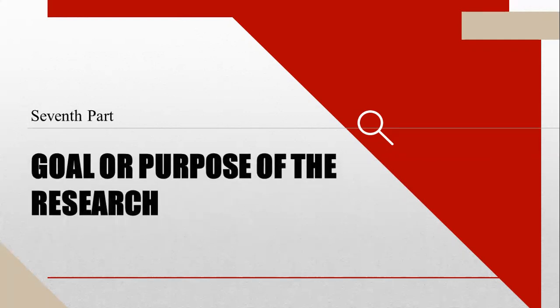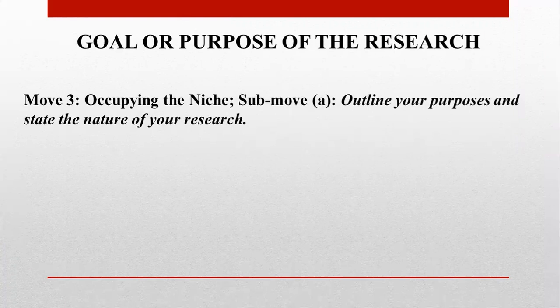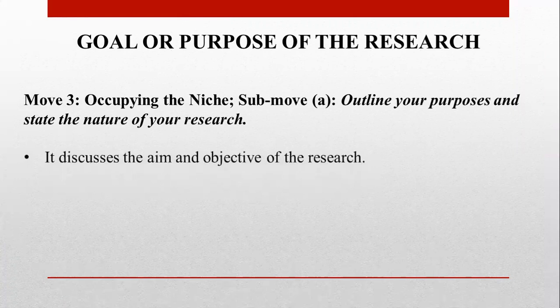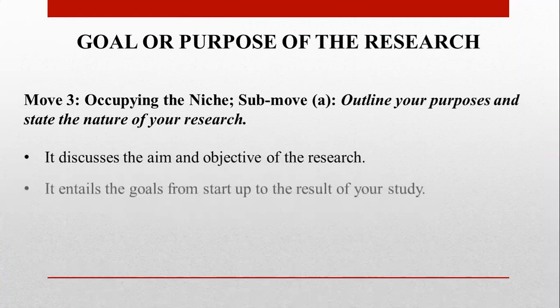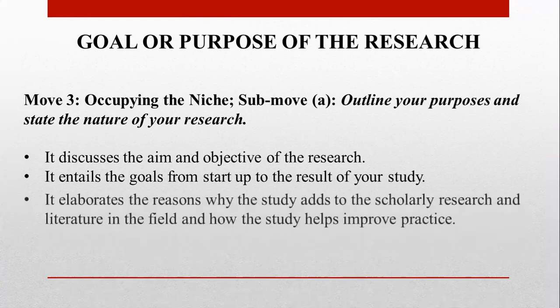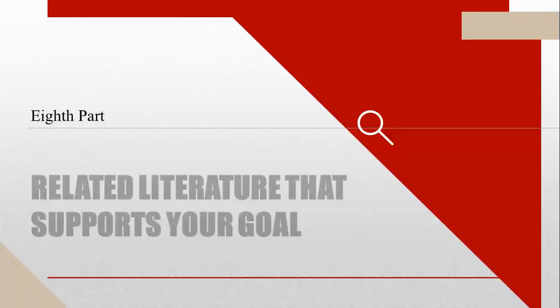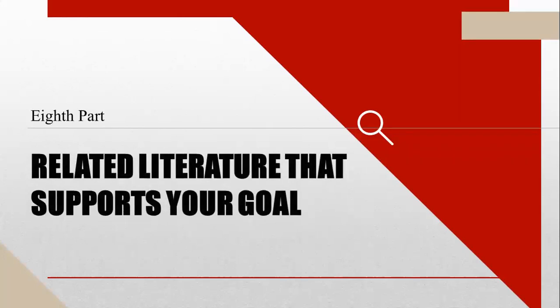We have also the seventh part, which is the goal or purpose of the research. We are now on move three, occupying the niche, where you will be able to outline your purposes and state the nature of your research. It discusses the aim and objective of the research. It entails the goals from startup to the result of your study. It elaborates the reasons why the study adds to the scholarly research and literature in the field and how the study helps improve practice. And the last one, the eighth part, we have related literature that supports your goal.